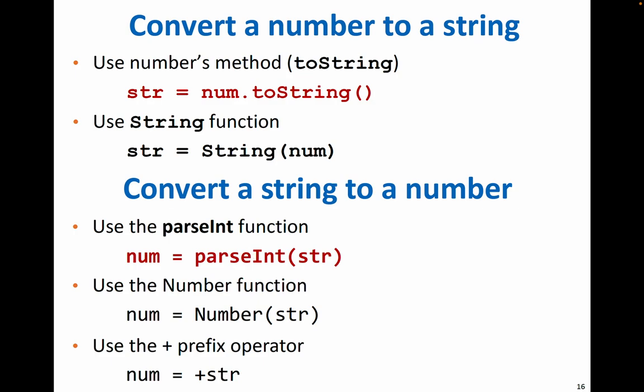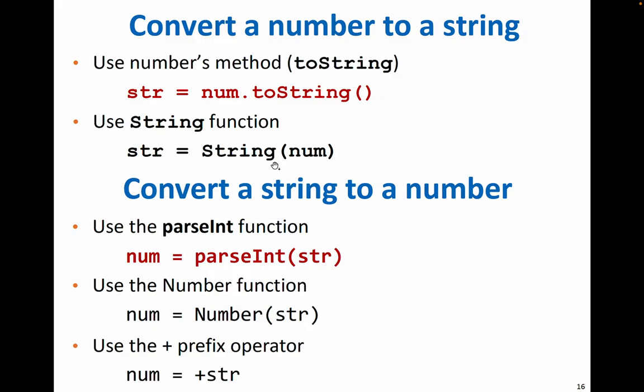And to convert a number to a string, well, there are two ways. You can use either the toString function, or you can use the String function and then give this number that you want to convert to string.